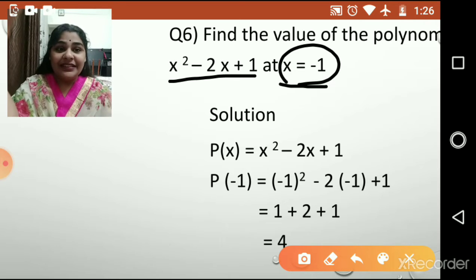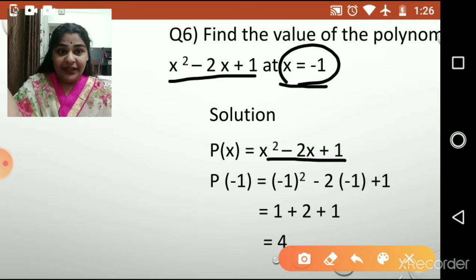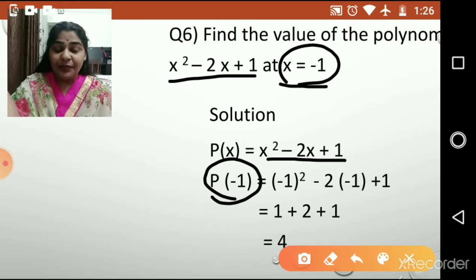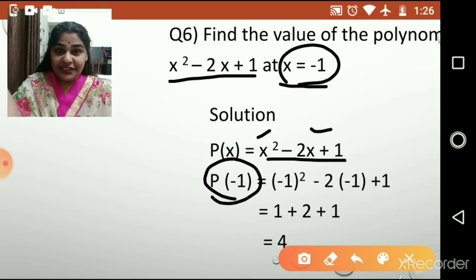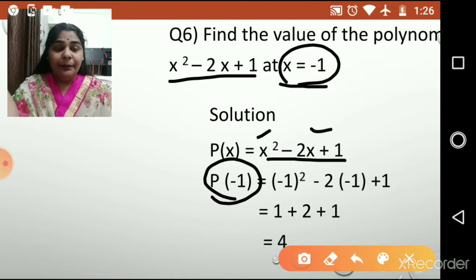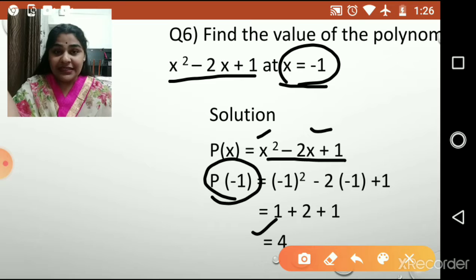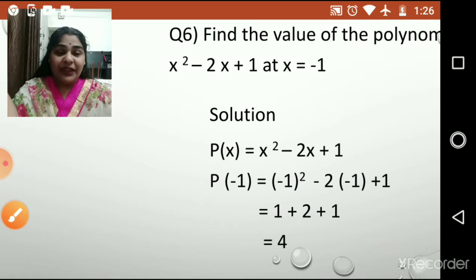So let us begin. That is x square minus 2x plus 1. We have to substitute x as minus 1. We say it as p of minus 1 is equal to, now wherever you see x, you have to substitute it as negative 1. So here you can see negative 1 whole square minus 2 into negative 1 plus 1, that is equal to 1 plus 2 plus 1, which is nothing but equal to 4. So this is the easy type of questions, children. Whatever polynomial is given, if the value is given, you have to just substitute that value, right? So I hope you got this.